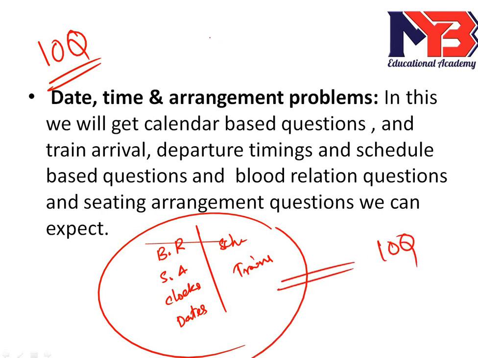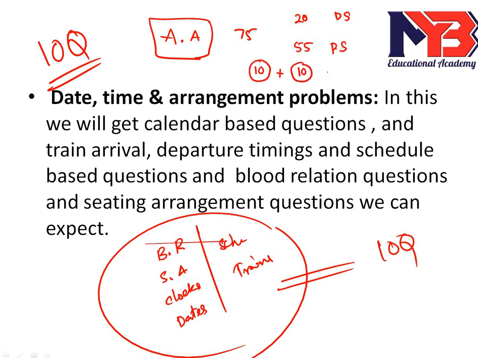So overall, I am recapping the entire analytical ability section because I am moving on to mathematical ability. Out of the analytical ability 75 questions, the first 20 questions are sufficiency. The remaining 55 questions are problem solving. Out of these 55 questions, 10 are from sequence and series, 10 from analogy, 5 from odd man out, 10 from coding and decoding, and 10 from data analysis. Another 10 questions are from date and time arrangement problems. This is how your 55 questions are distributed.